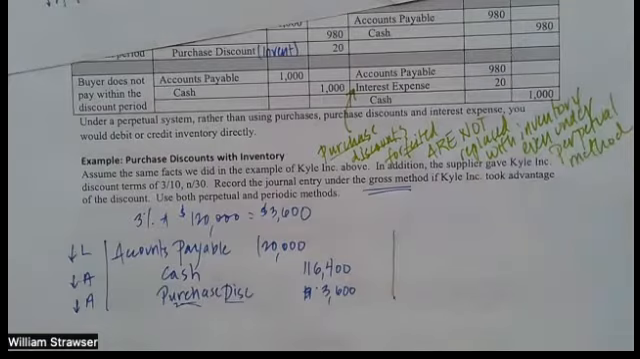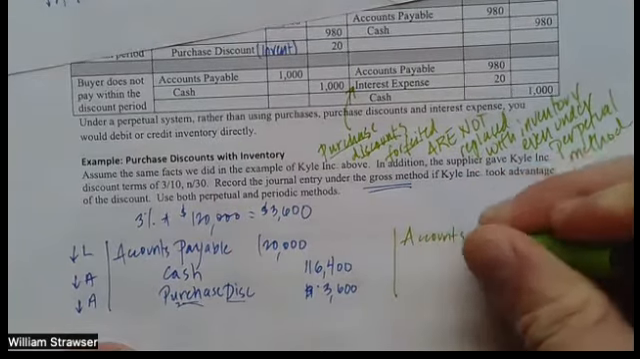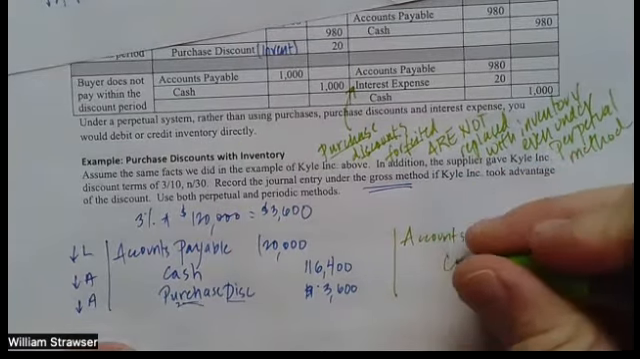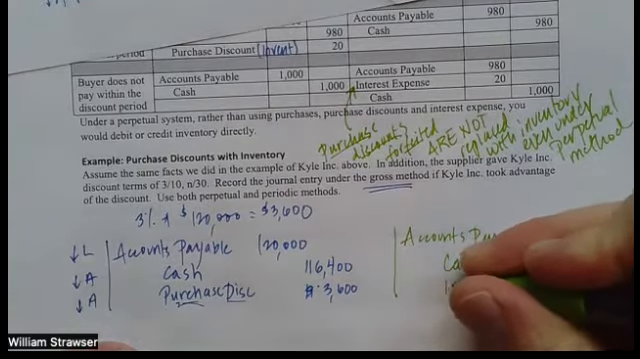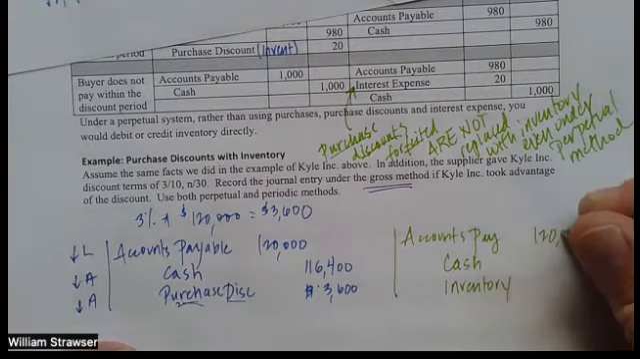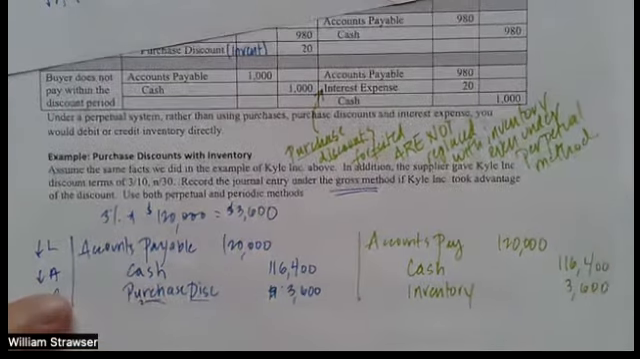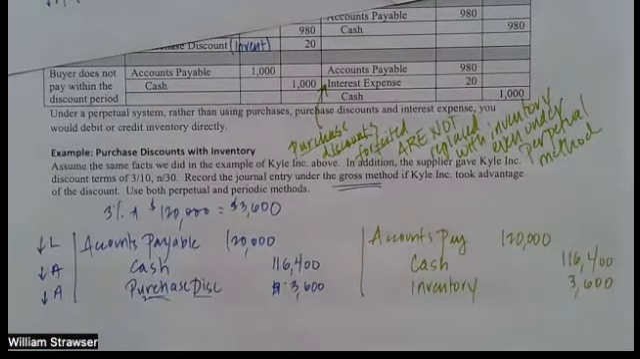If we're doing this under the perpetual method, then everything's the same except purchase discounts becomes a credit to inventory, but all the amounts stay the same. The other two accounts stay the same. And that would be the perpetual entry.